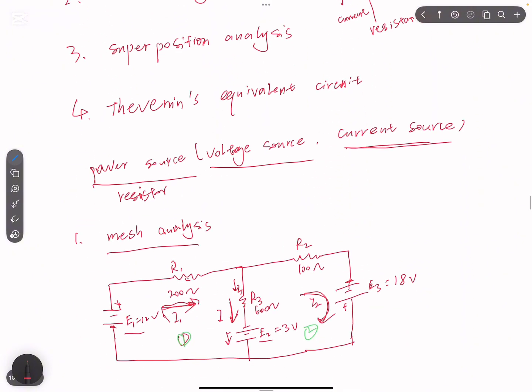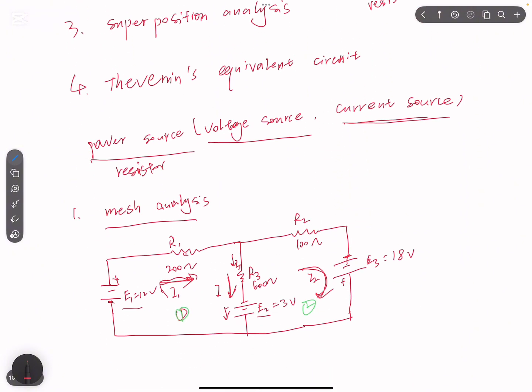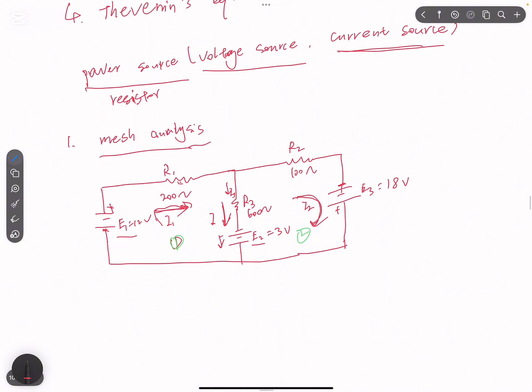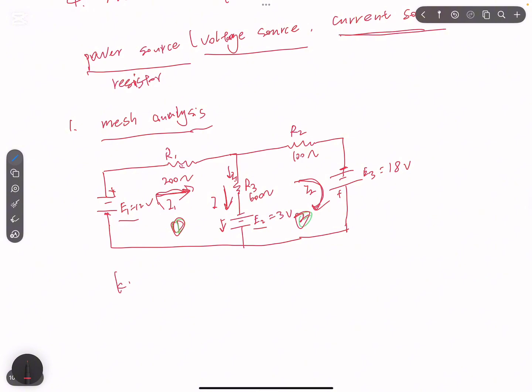Now let's look at one example. It's about mesh analysis. Let's say we have a circuit like this. We have three power sources, E1, E2, E3. We also have three resistors, R1, R2, R3. By looking at the circuit, we have two loops here, loop 1 and loop 2. So we need to build two loop equations.